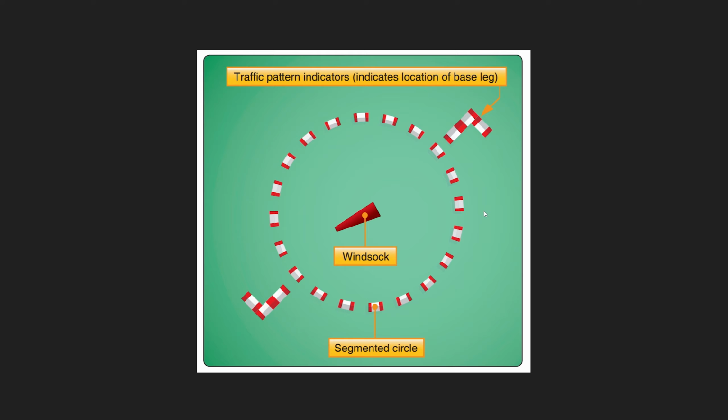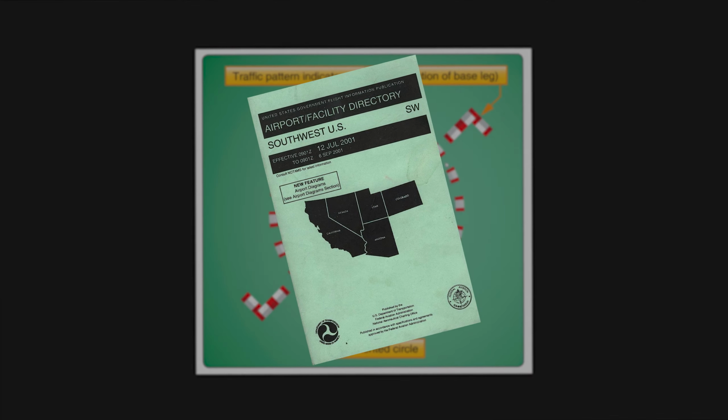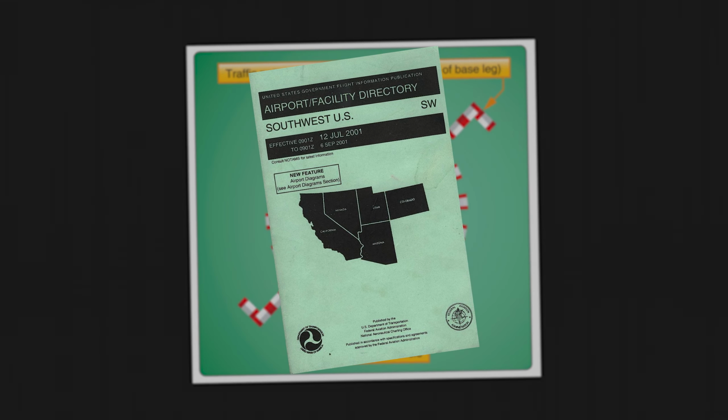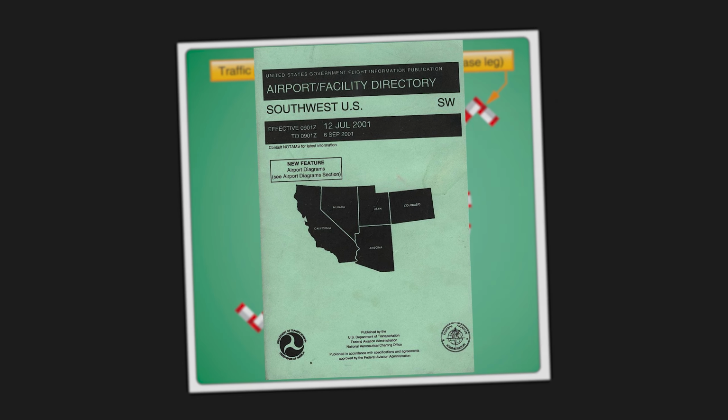Most airports have traffic pattern indicators laid out on the ground, which are very easy to see from the air and will show you an L shape to indicate which turns to make. These markings are usually around a windsock, but you can always find the information in the airport facility directory, which is a good book, or 7 of them actually.